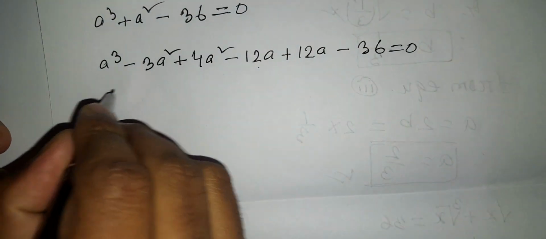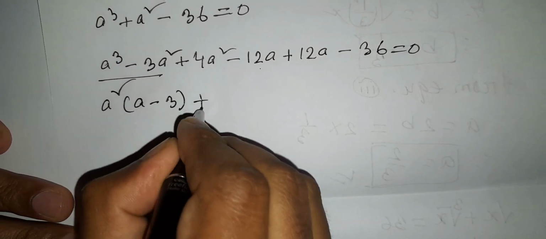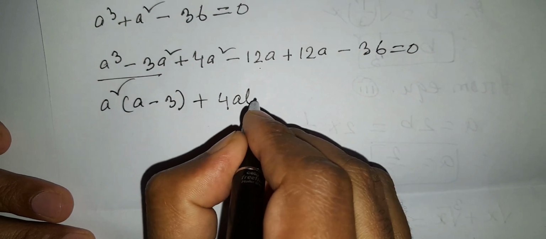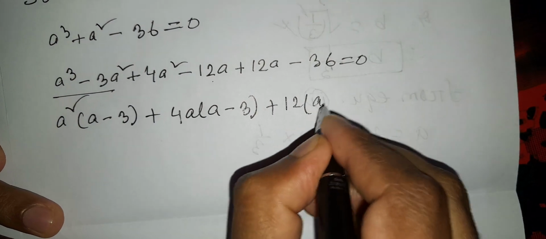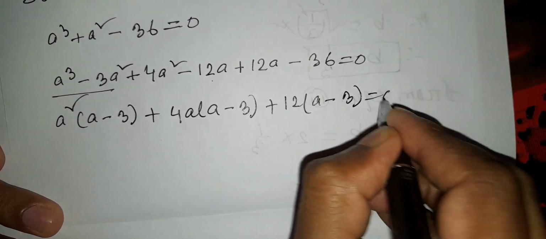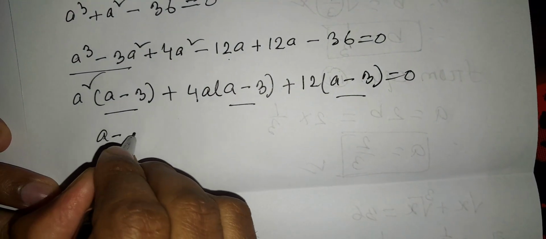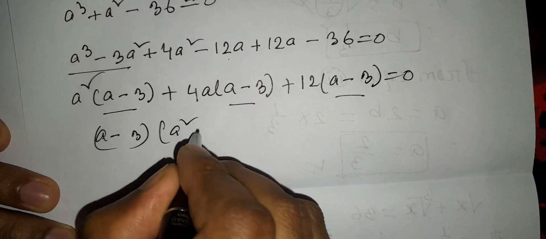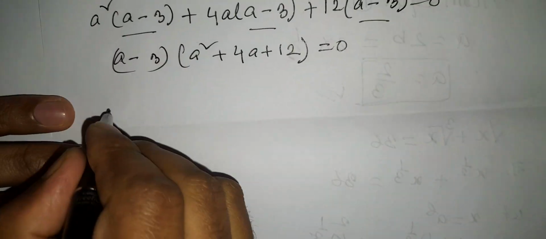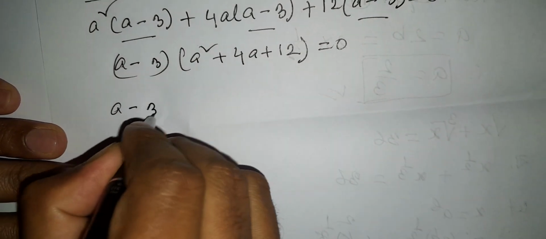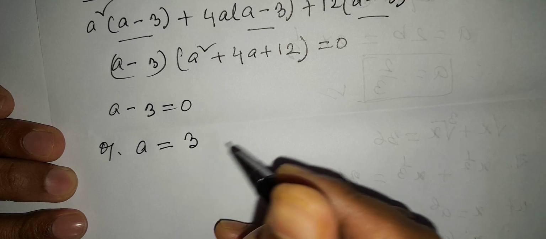So common a square: a minus 3 plus 4a common, so a minus 3 plus common 12. So a minus 3 equal to 0. So here a minus 3 is common: a minus 3 and a square plus 4a plus 12 equal to 0. So a minus 3 is equal to 0, a equal to 3.